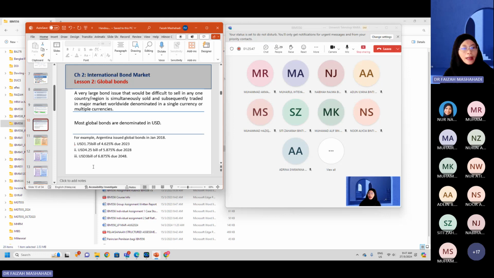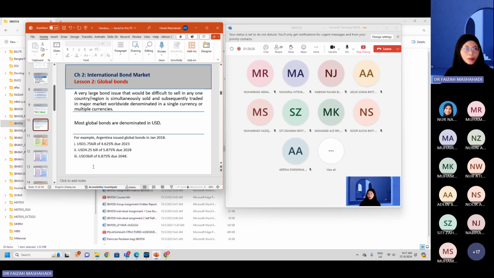So meaning to say, the Argentina government has already paid 1.75 billion. They have already paid back the principal. Settled 2023. We have no information. We do not know if there is some negotiation for extension. Can we extend? If the surplus unit say yes, if the investment banker agree, so there will be some extension. Number two, 4.25 billion US dollars with the coupon payment of 5.875%, due 2028.